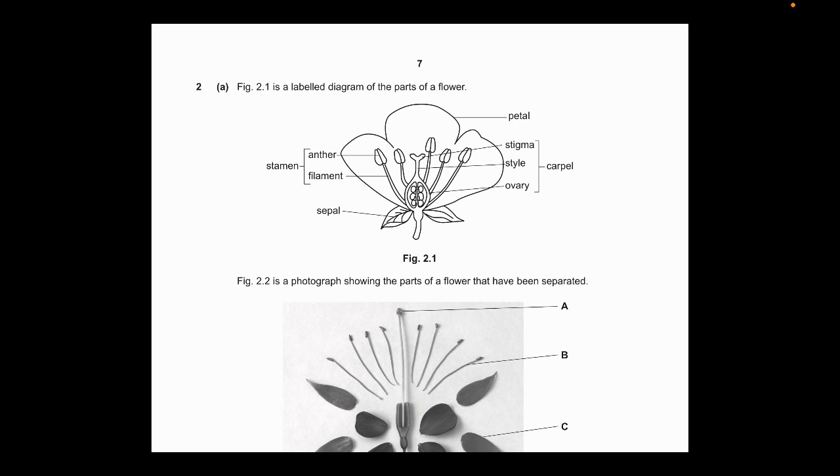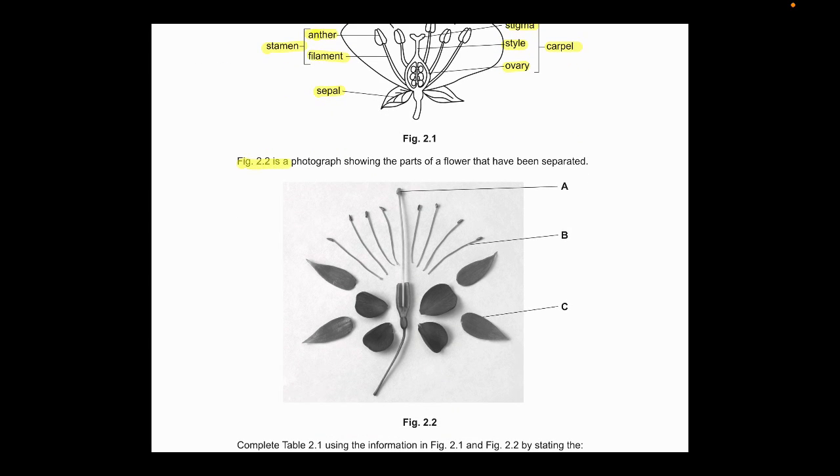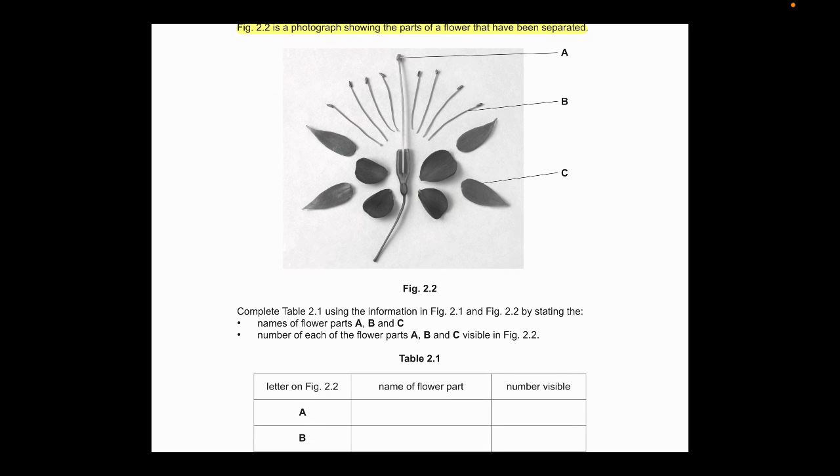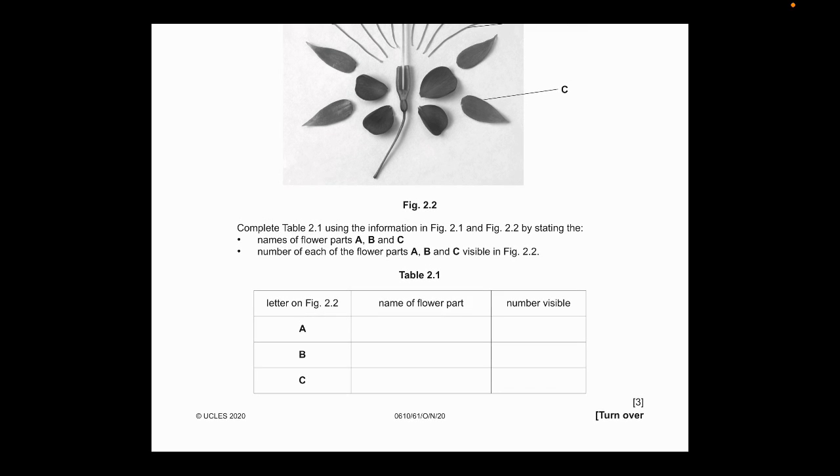Question number 2. Figure 2.1 is a labeled diagram of parts of a flower. We can see the anther, filament, sepal, style, stigma, petals, ovary, carpel, and stamen. Figure 2.2 is a photograph showing the parts of the flower that have been separated. And then it's labeled with A, B, C. Name the flower part A, B, C.